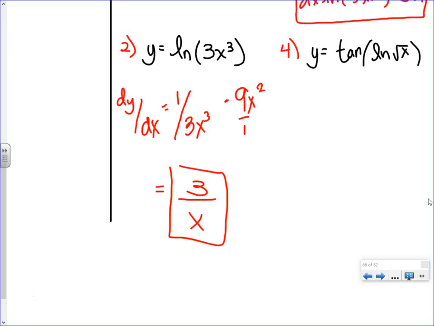So we could go by the formula if we wanted to do that. Or we could see if maybe we can figure this out just using inner and outer. Like, where do we start? Who's on the outside? If I was to get my matryoshkas. Tangent. What's the derivative of tangent? Secant squared. Keep it. Derivative of the outside, keeping the inside the same, times... Peel off the tangent. Who's next? ln. What's the derivative of ln of u?